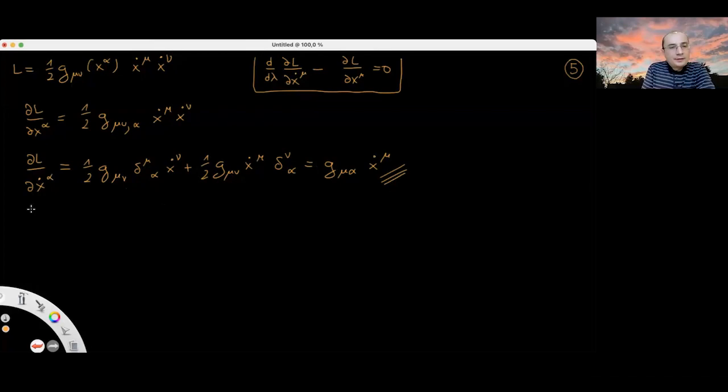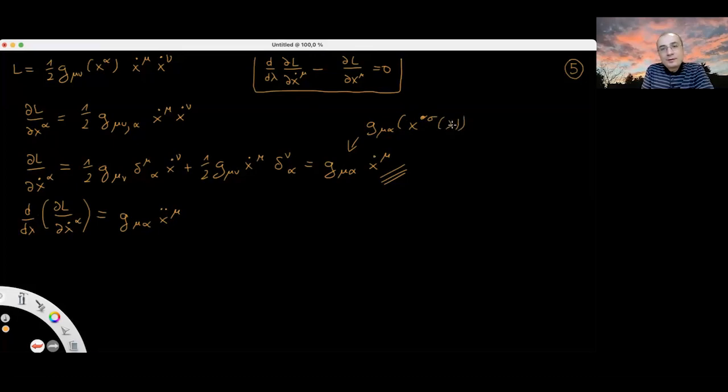Okay, now we need to calculate d over d lambda, the derivative with respect to lambda of dL over d x dot alpha. So first of all, d over d lambda may act on the components of the tangent vector, producing the second derivative. But that's not the end of the game, because we have to remember that g mu alpha is a function of, let's say, x sigma, the position, which is itself a function of lambda. So there is an additional differentiation here with respect to sigma, x dot sigma, the derivative of x sigma with respect to lambda, times x dot mu. We combine this with that and obtain the Euler-Lagrange equations.